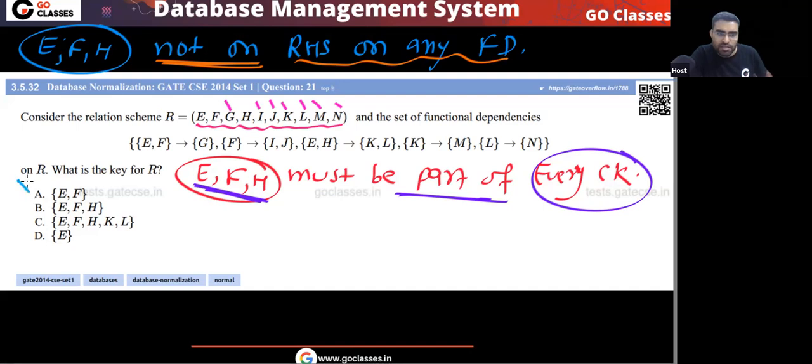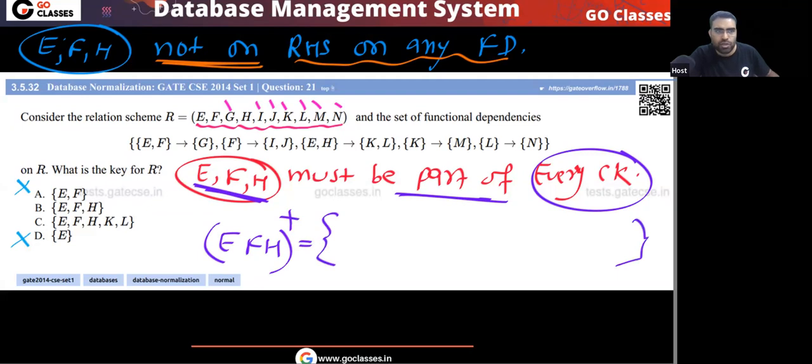So I can say this is not correct. Now two options are remaining. Option A and option D are gone because EFH must be part of every candidate key. Still two options are remaining, so let me check what they can bring. Are EFH enough?